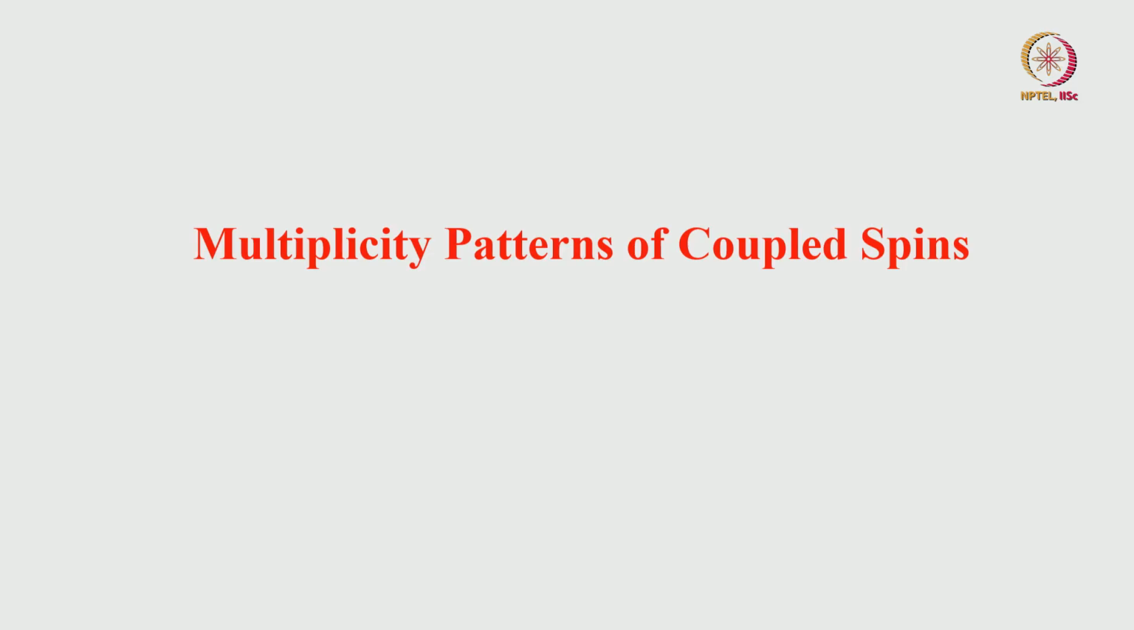Unless you know the pattern, what is the type of splitting pattern we get when one spin interacts with another spin or group of other spins, chemically equivalent or magnetically equivalent spins, how the splitting arises. All that information is needed. We will try to understand this today by taking a lot of examples. Okay, let me continue with this and I will start discussing the multiplicity pattern of coupled spins.